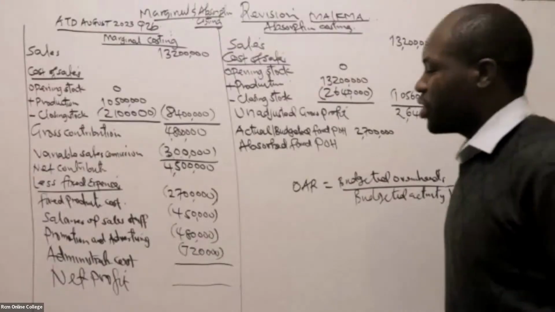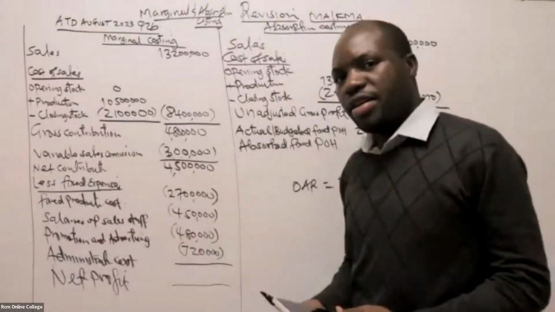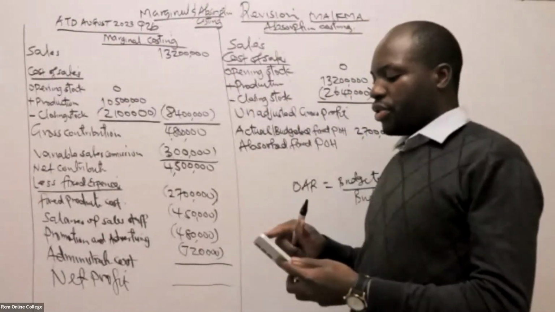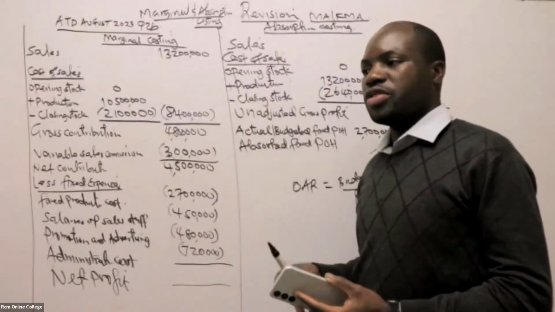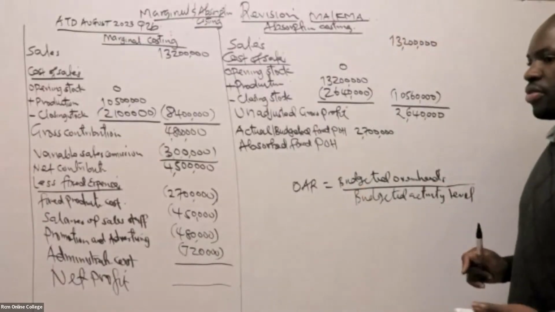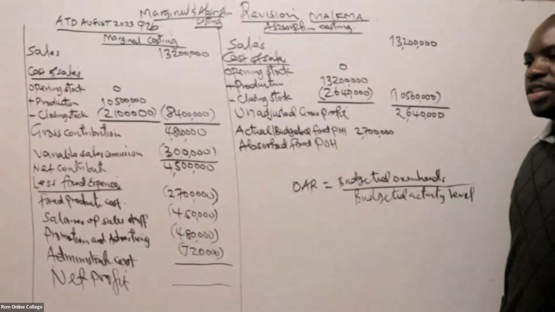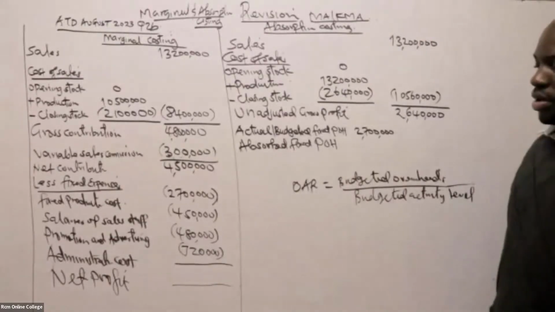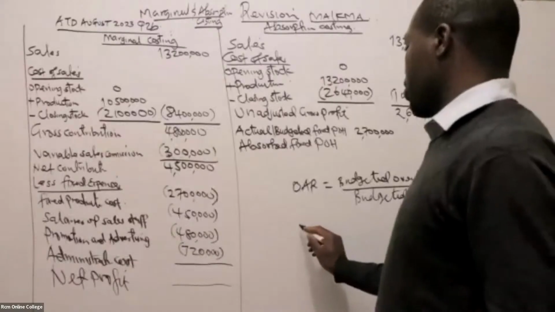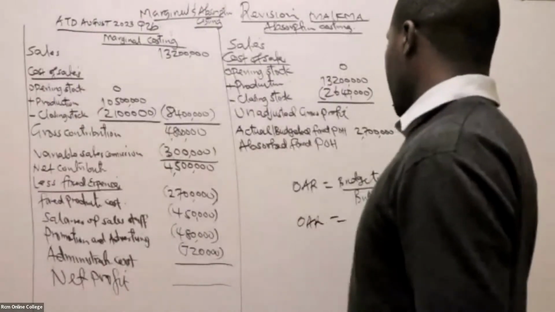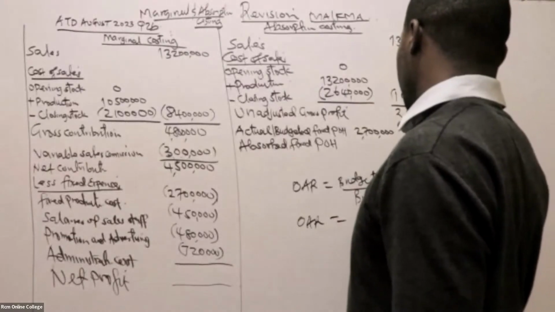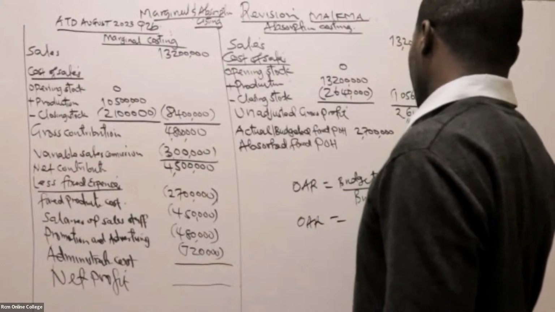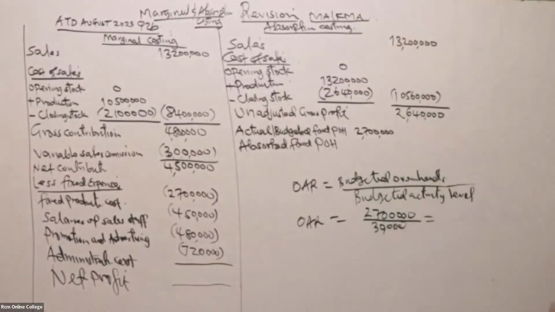Now, how is this fixed production overhead being absorbed? Is it based on the number of units, machine hours or labor hours? What is the cost driver, the activity level, for the fixed production overheads? It is the number of units produced. So can we get our overhead absorption rate? Budgeted fixed production overheads are 2,700,000. We divide by budgeted activity level of 30,000. What is our overhead absorption rate per unit?